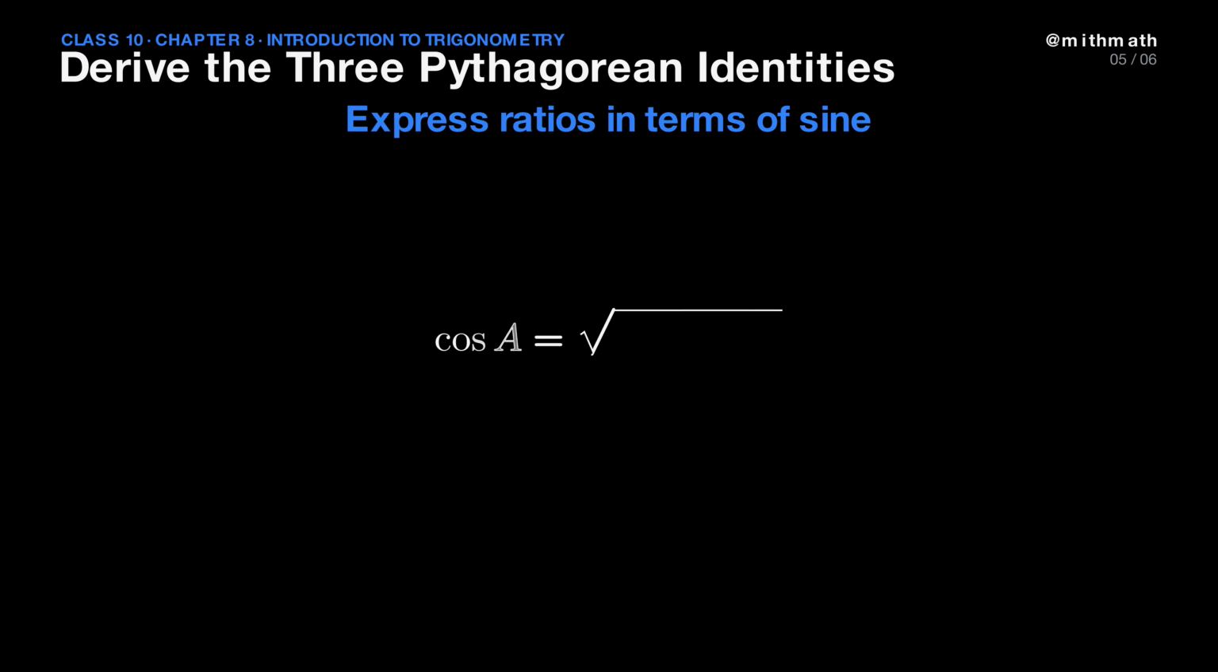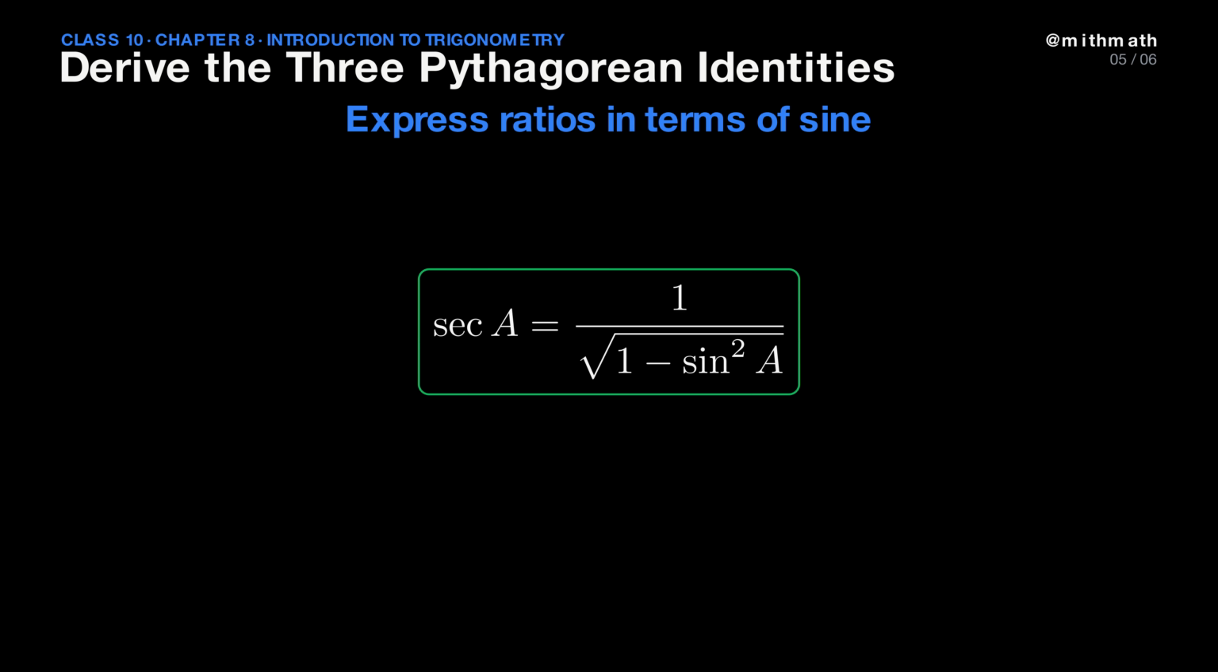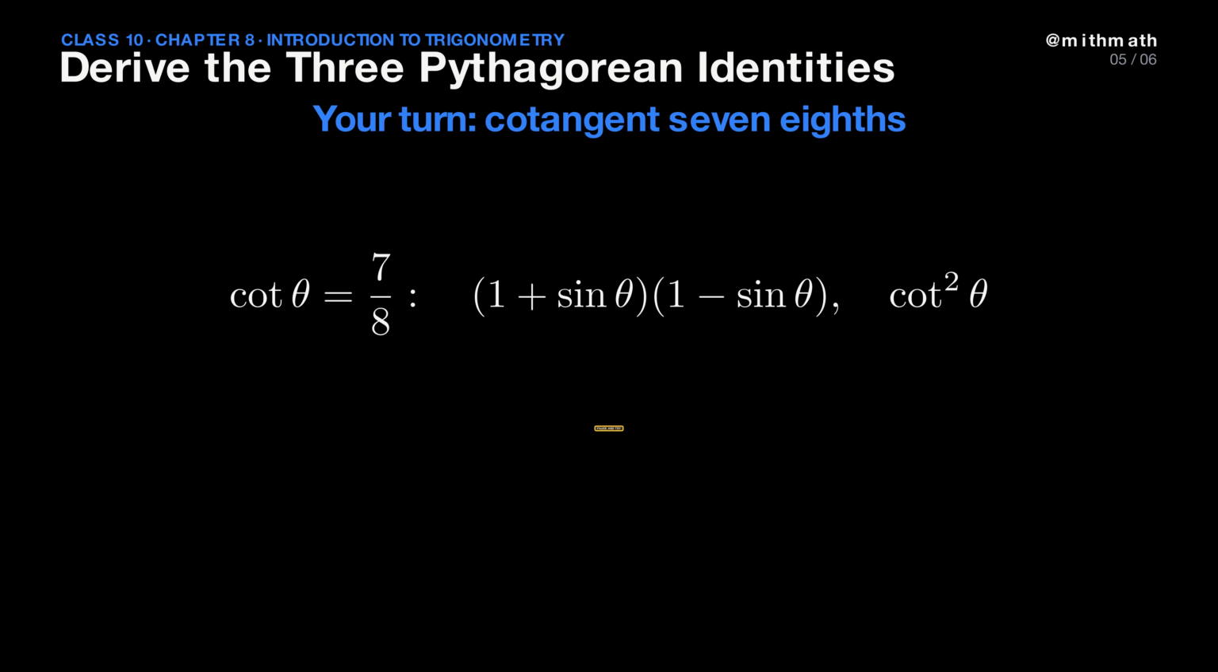For an acute angle, cosine is the positive square root of 1 minus sine squared. Substitution then writes tangent and secant entirely in terms of sine. Use an identity or a scaled triangle to evaluate both expressions exactly.